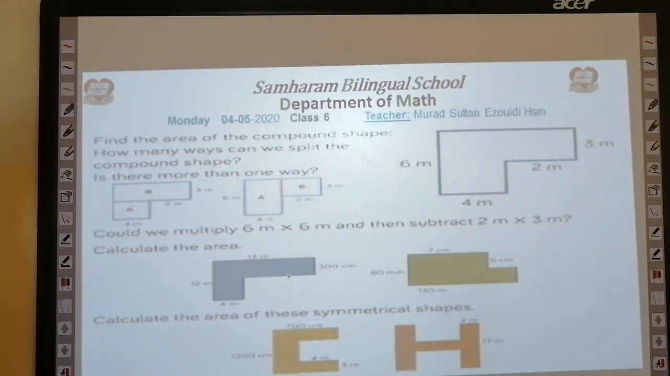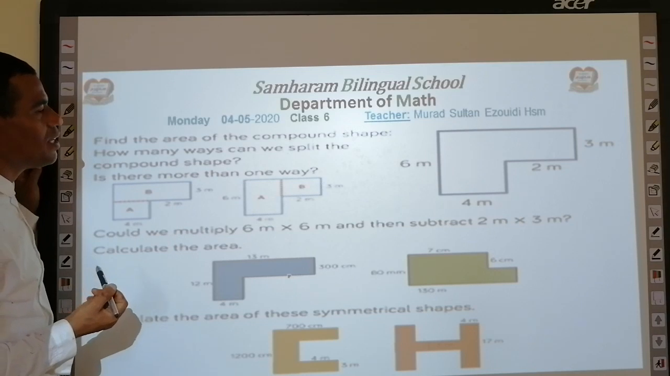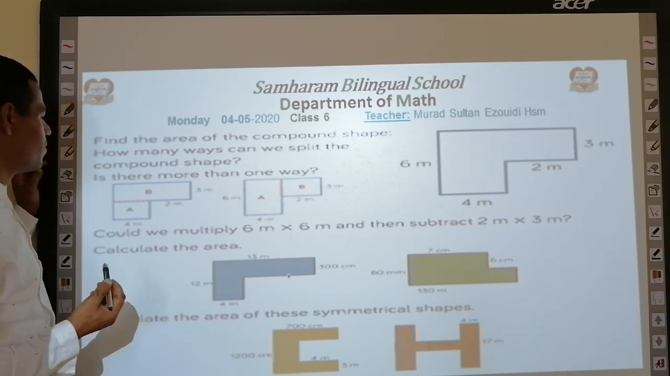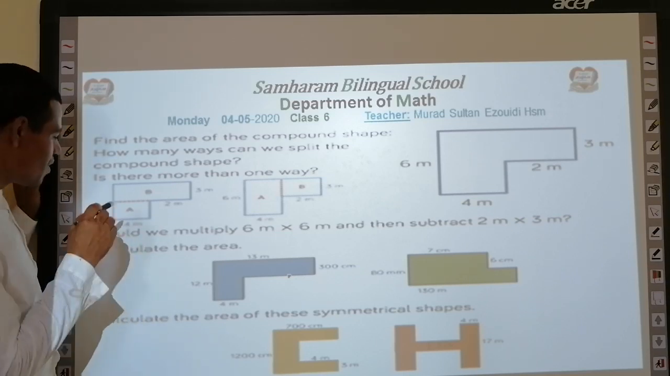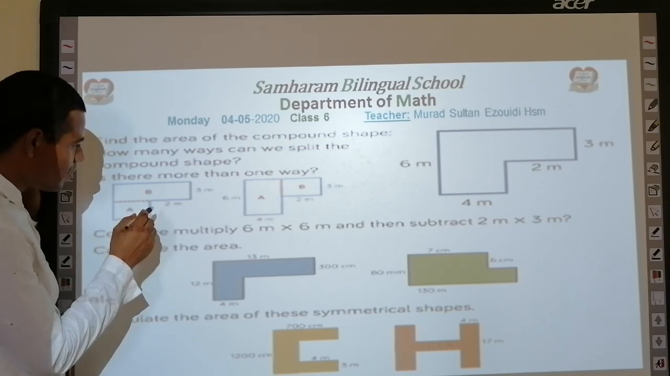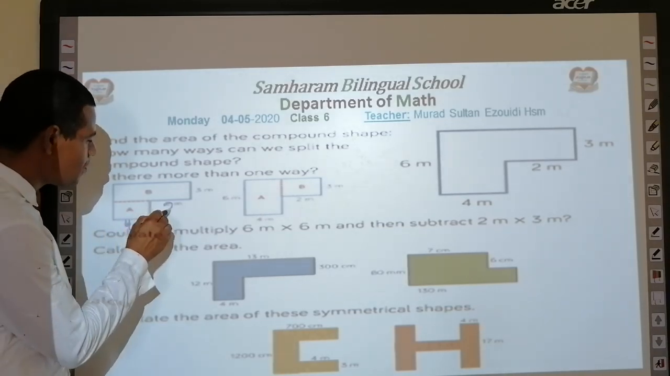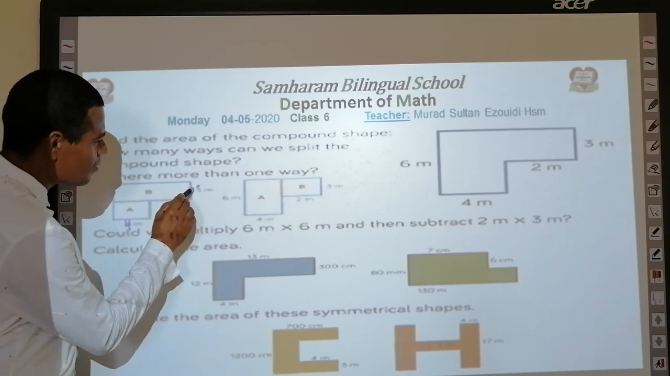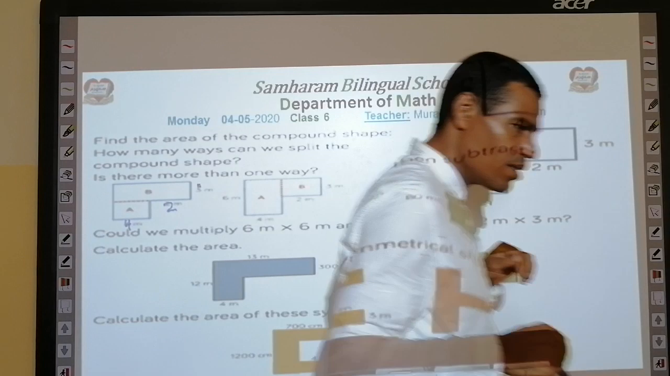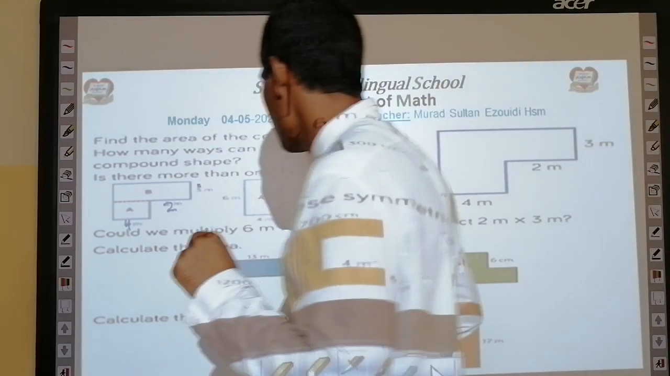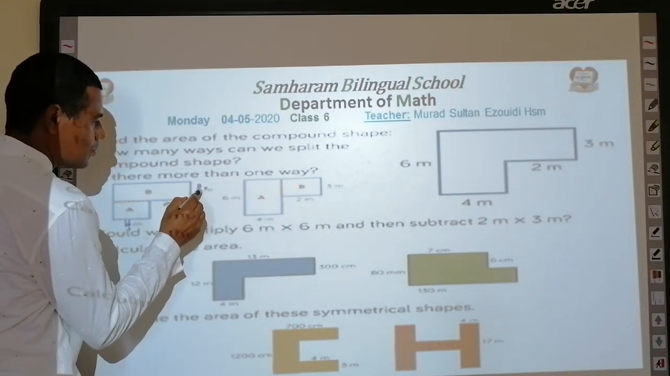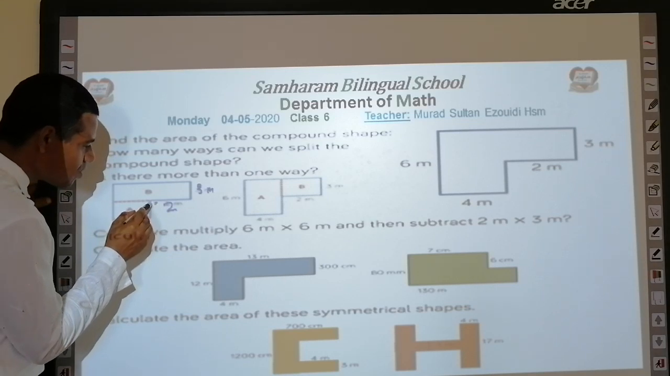Okay. Here we have an exercise. Find the area of the compound shape. How many ways can you split the compound shape? Is there more than one way? Okay. So, my learners, this is 4 centimeters, this is 2, this is 4 meters, this is 2 meters, this is 3 meters. Okay, just check. So 2, 3, 4. This is 3 meters, and this one is 2 meters.